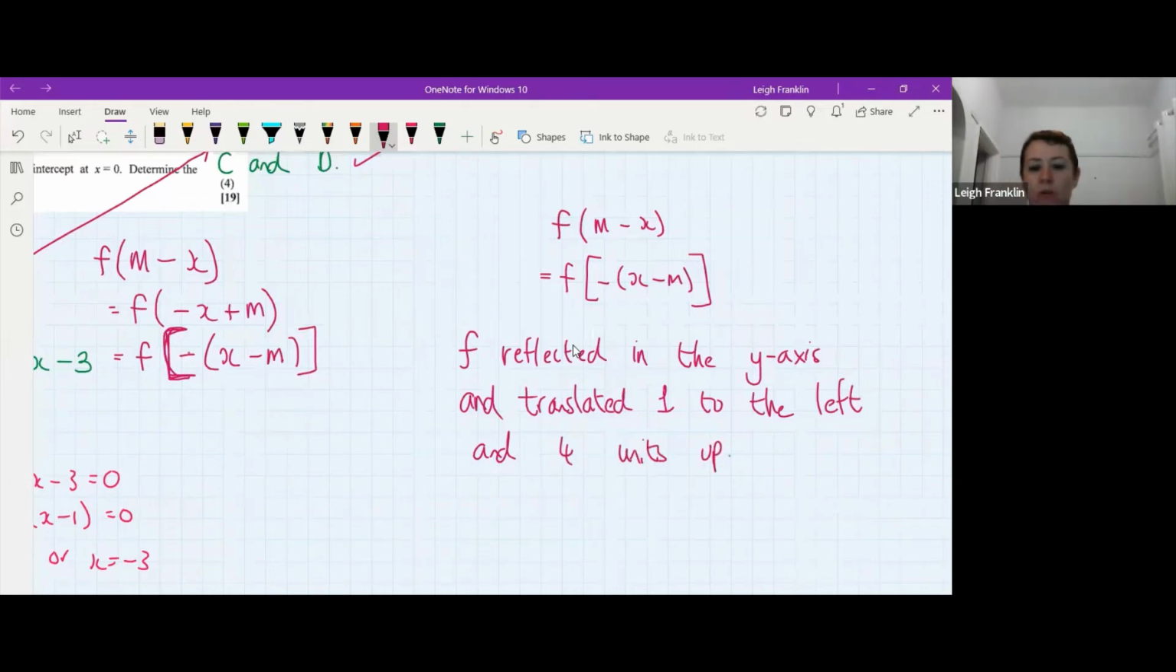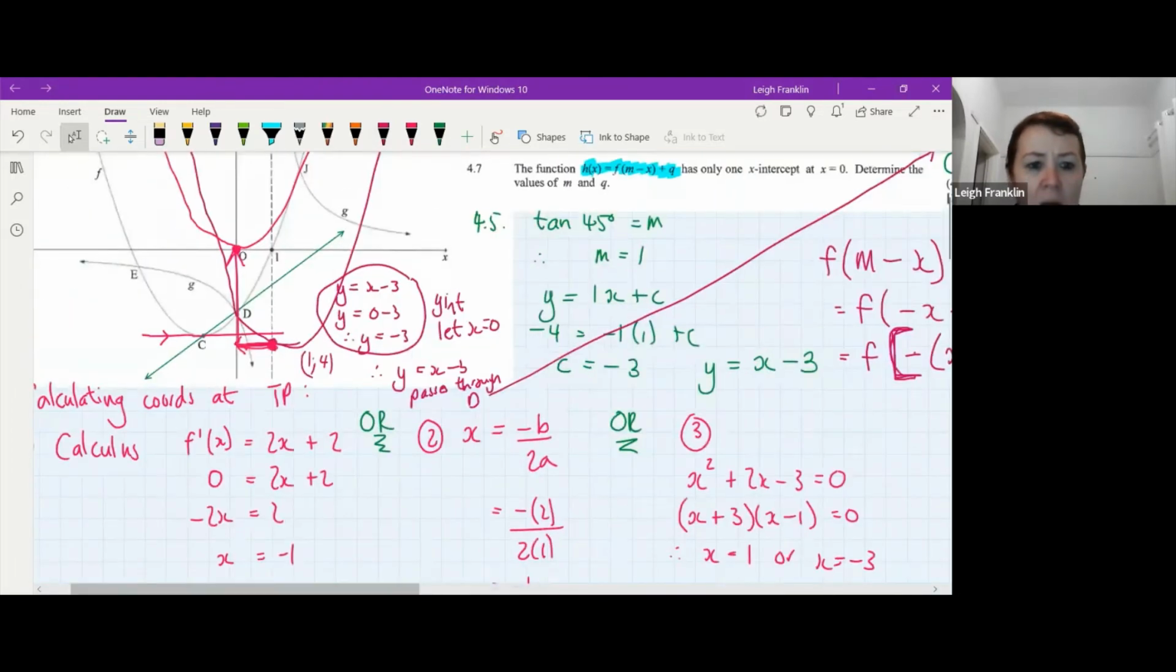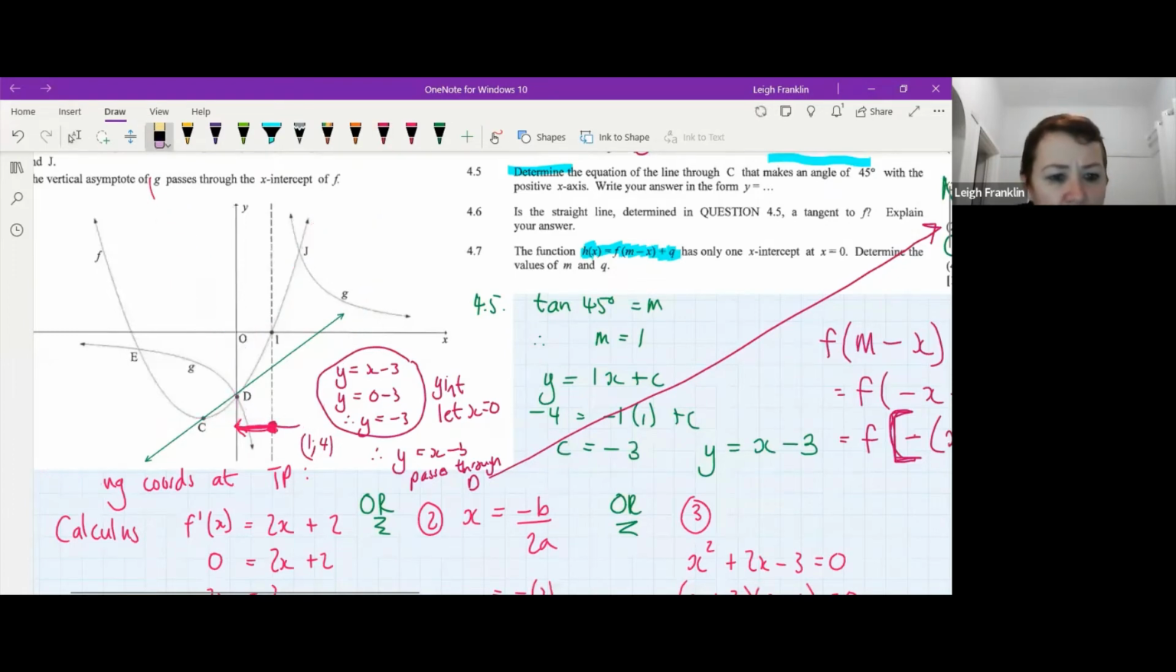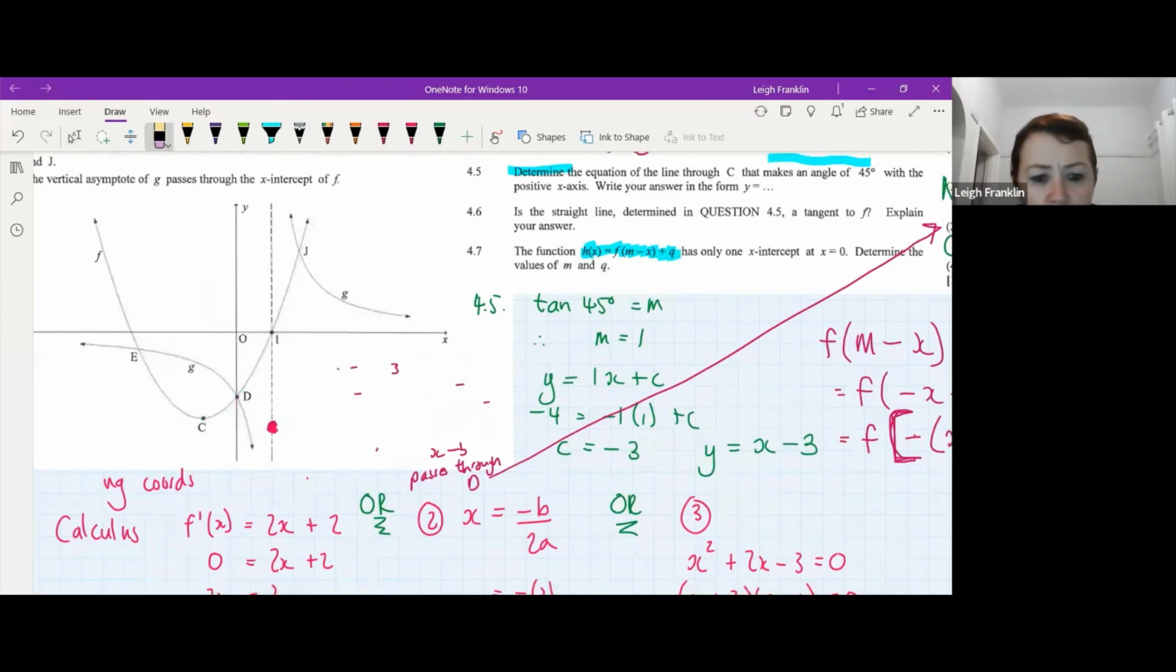Okay, so it's been translated 1 unit to the left, 4 units up. So therefore, m has to be equal to -1. And q has to be equal to 4 in this case. All right, so now let's go back and have a look at this again for you, Cassandra, because I'm sure if you're confused, there's probably other people that didn't understand. Okay. I have drawn all over this. Let me just rub some of this writing out because I think that makes it so confusing as well.